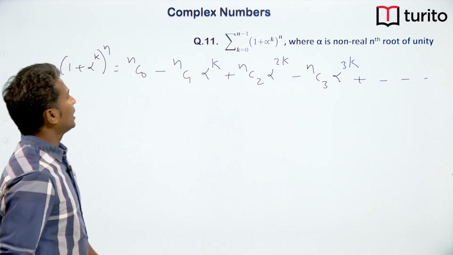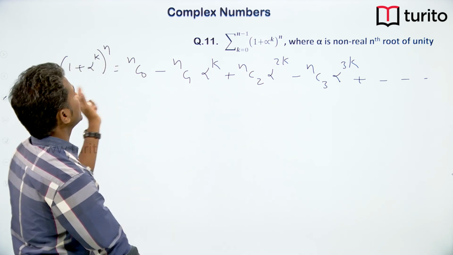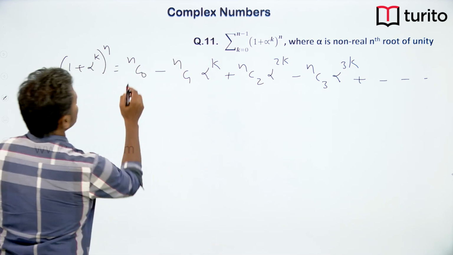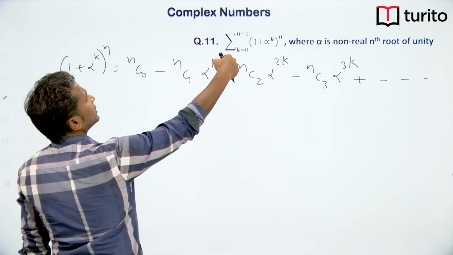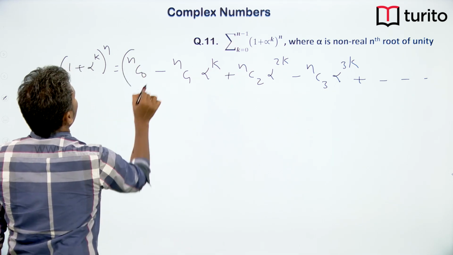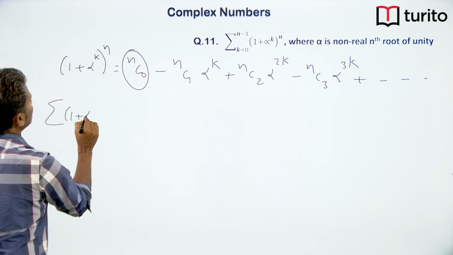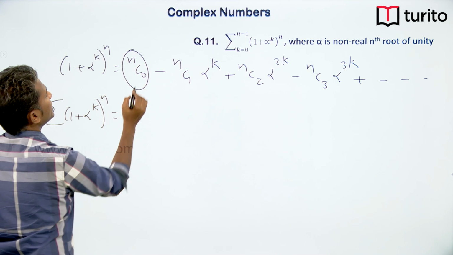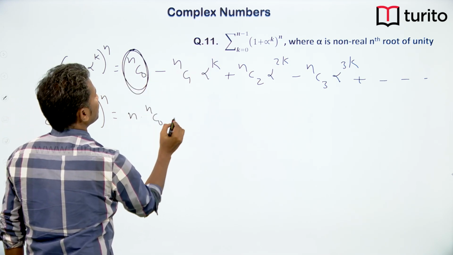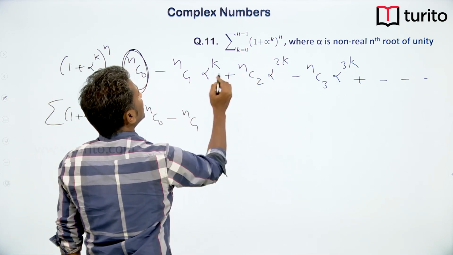Now, here I have not applied the sigma on this. If I apply sigma, it is going from 0 to n minus 1. So, for n terms we are adding this. If I add nC0 n times, what do I get? Sigma of 1 plus alpha power k whole power n. So, here I am adding nC0 for n times, I get n into nC0 plus nC1 into, here I am applying sigma for n terms.